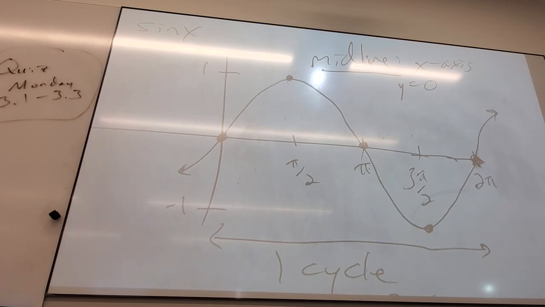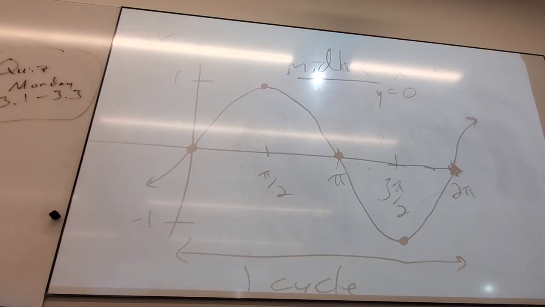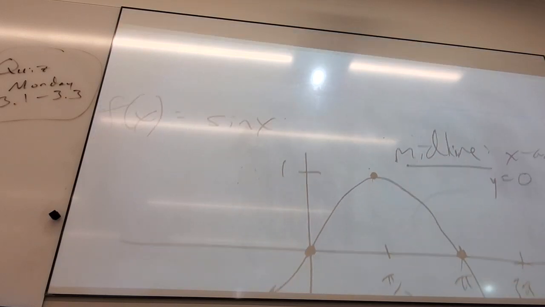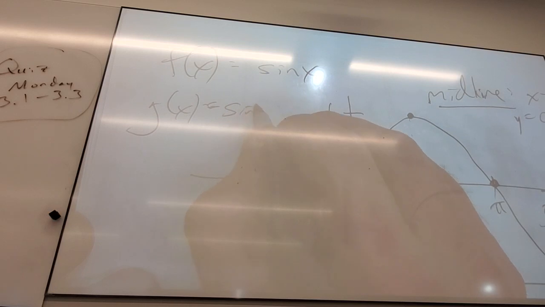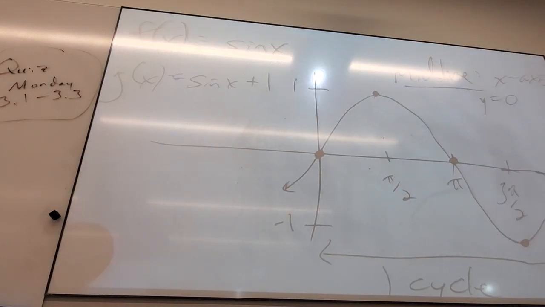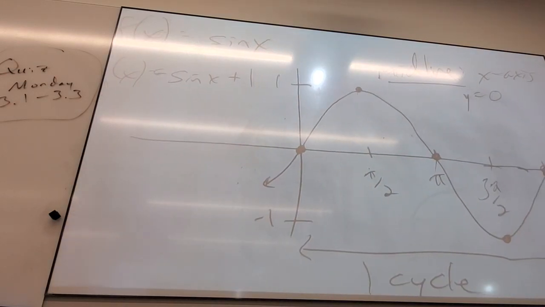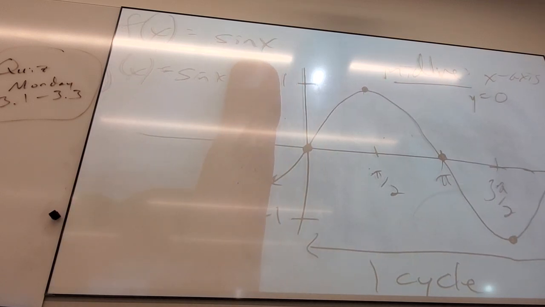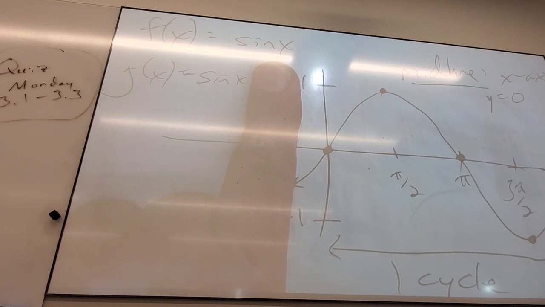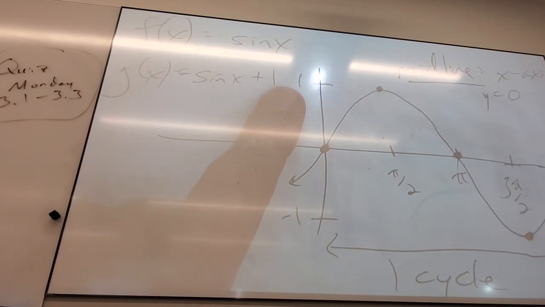You guys all with me? Okay. Now, if I do one little thing, let's see if you guys are cool. In fact, let me do it right here. If I wanted to plot g of x equals sine x plus 1, what would that do to this picture? It would take all the outputs I already got, and it would increase each output by 1. So that would just be a shift up 1. I like it. That one's pretty straightforward.